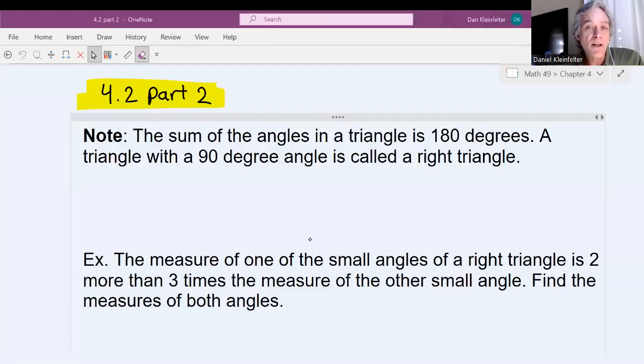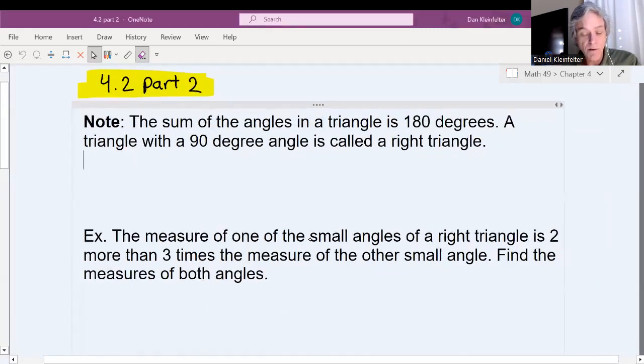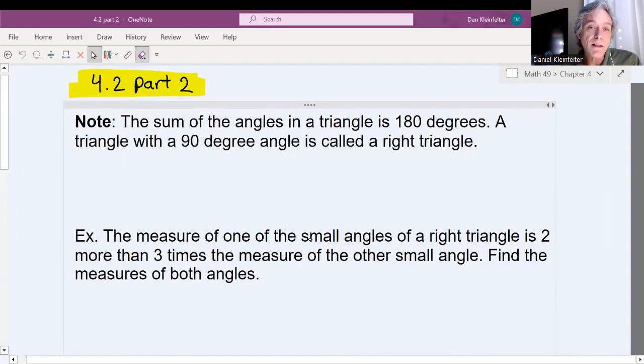Welcome back. In this video, we're going to continue with section 4.2 by doing some more story problems that can be solved using systems of equations. So where we're going to start is with a couple more geometry examples. Before we had done complementary and supplementary angles, here we're talking about angles in a triangle.